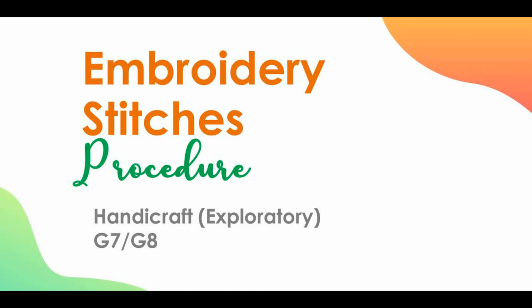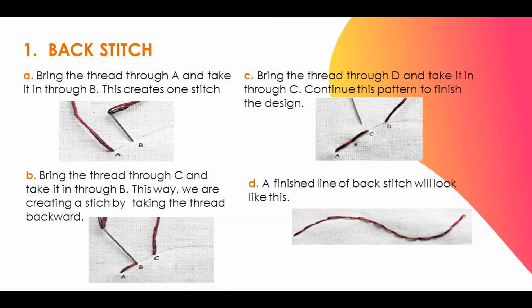Embroidery stitches. Procedure. Back stitch. A. Bring the thread through A and take it in through B. This creates one stitch. B. Bring the thread through C and take it in through B.